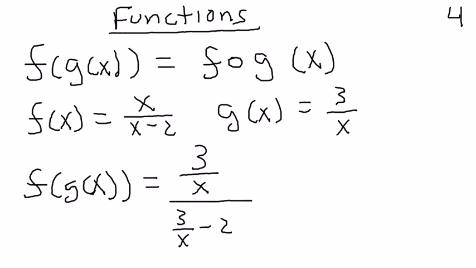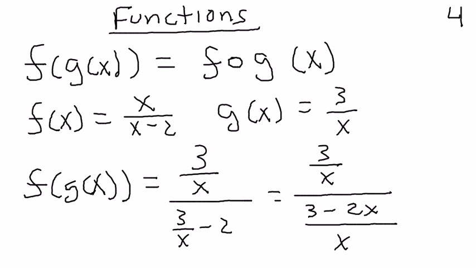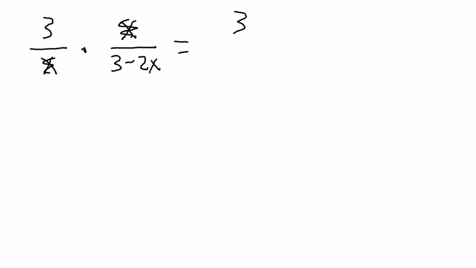And then I would simplify this, so on the denominator, x is my common denominator, so the numerator stays as 3 over x. The denominator becomes 3 minus 2x over x. And then to finish this problem off, to simplify it, we will multiply by the reciprocal of that denominator. So I have 3 over x times x over 3 minus 2x. The x's will cancel on the diagonal, and I end up with 3 over 3 minus 2x.